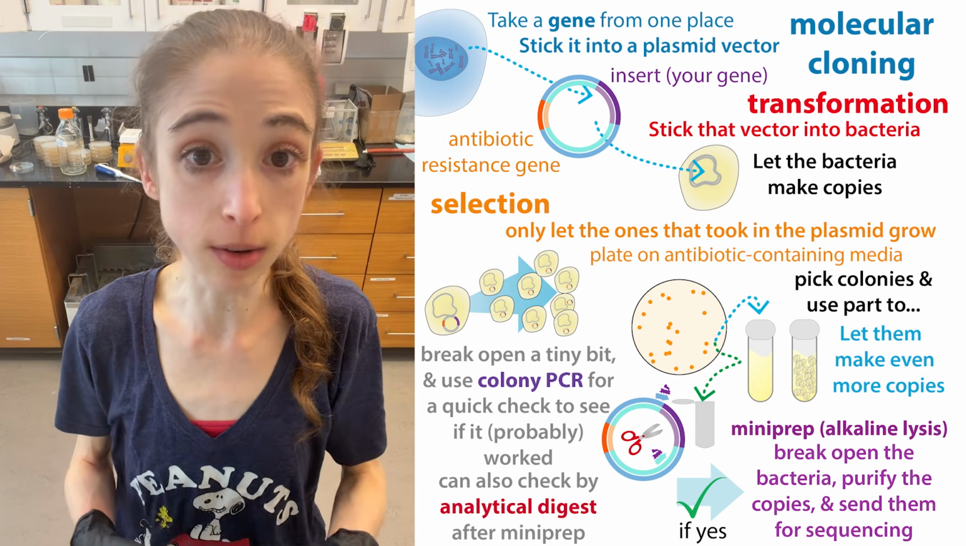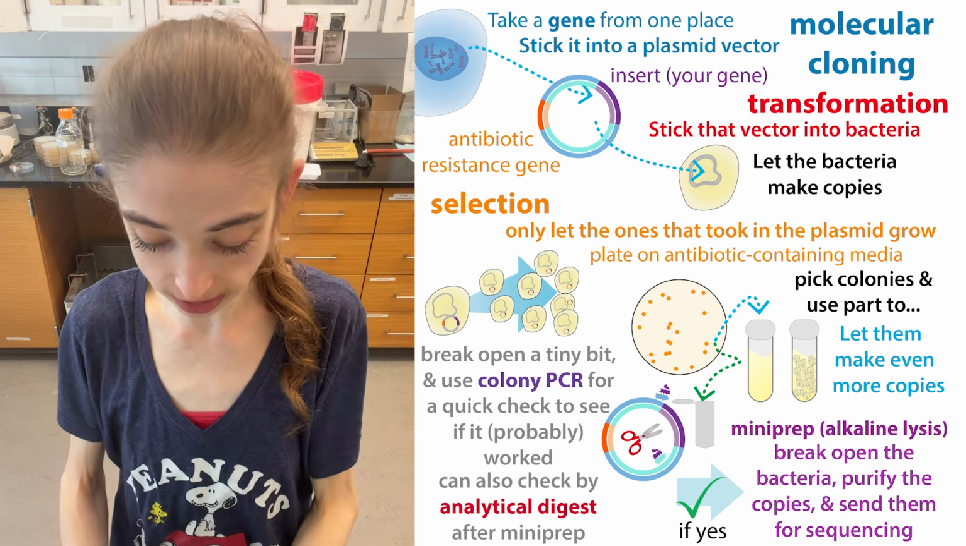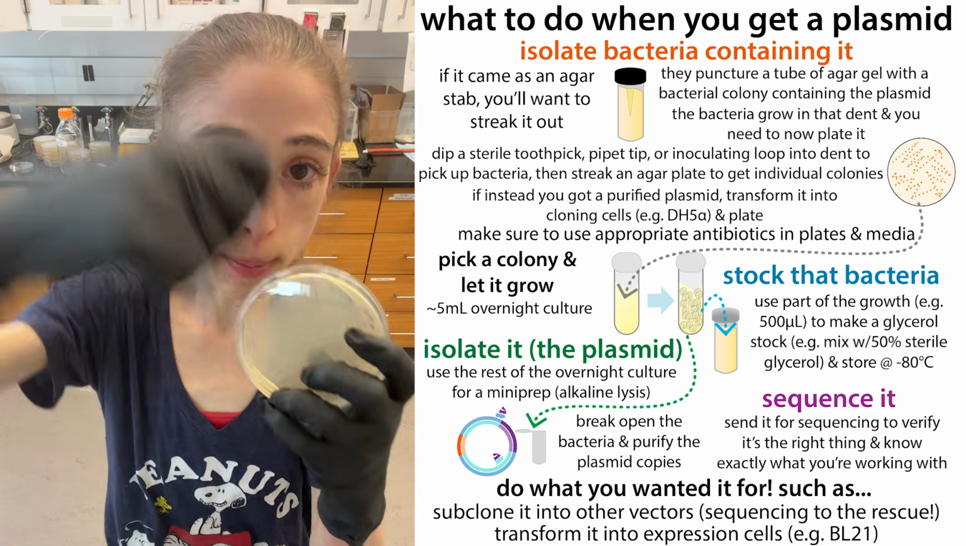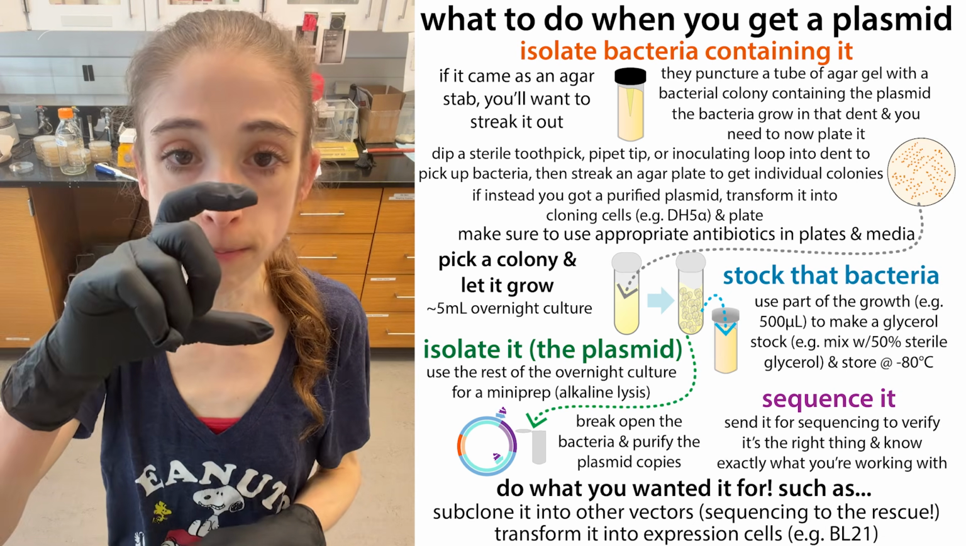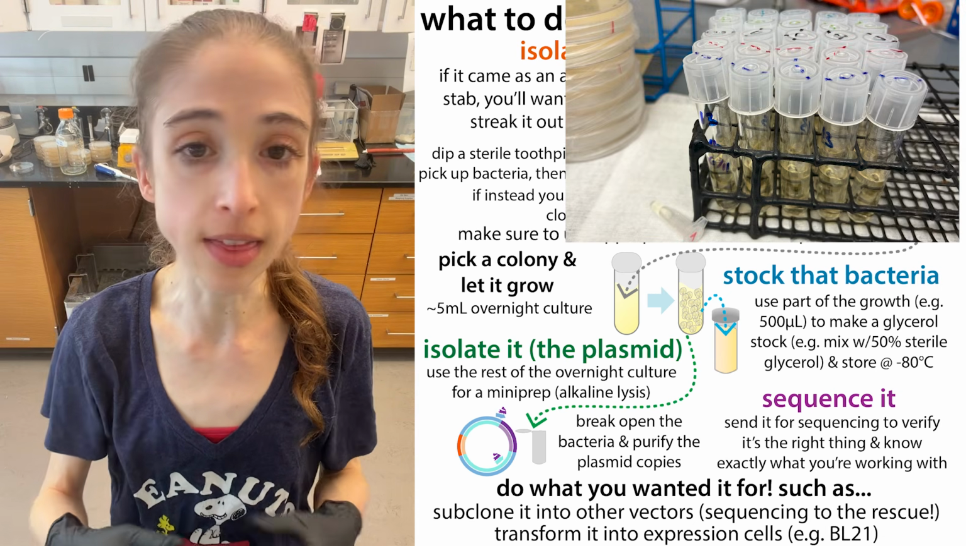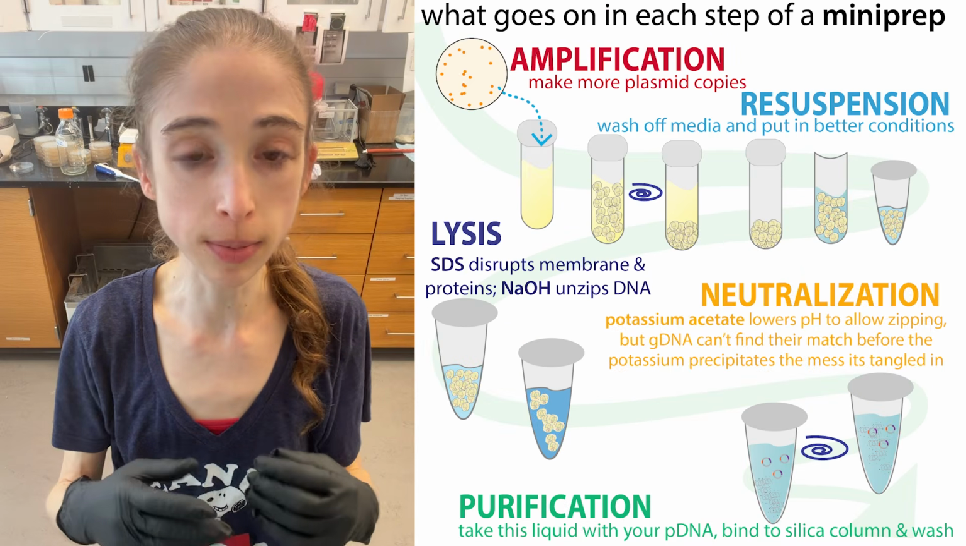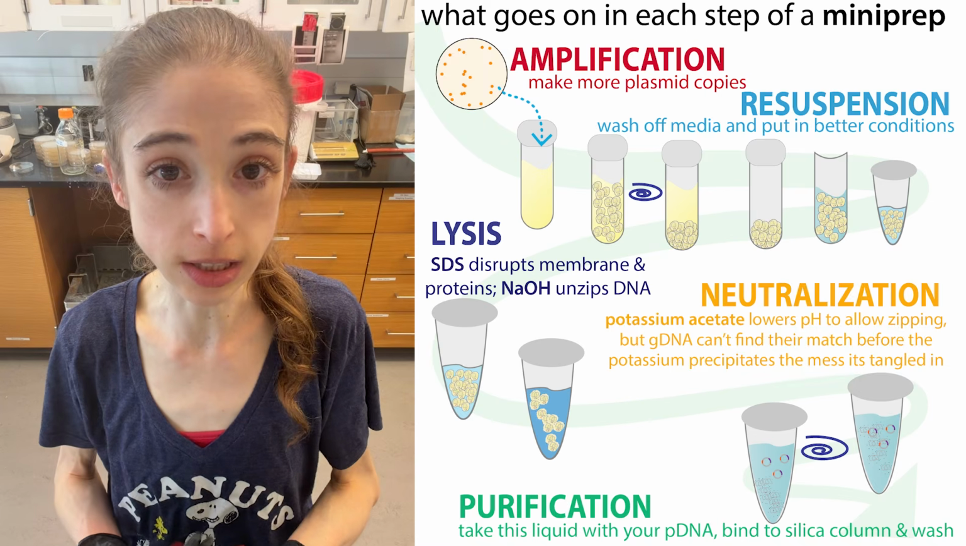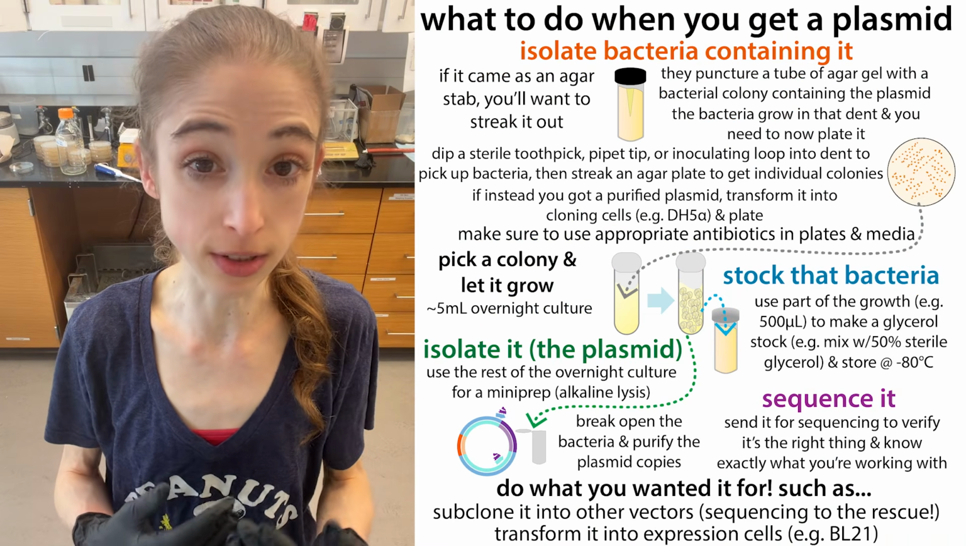Now to sequence them, you typically grow them up in a larger culture. You take a pipette tip or a sterile toothpick and you just boop, and you put them in like 5 mLs of LB, let them shake overnight, and then you use a miniprep kit or some other alkaline lysis kit in order to purify the plasmid out of these cells. And then you could send it for sequencing.